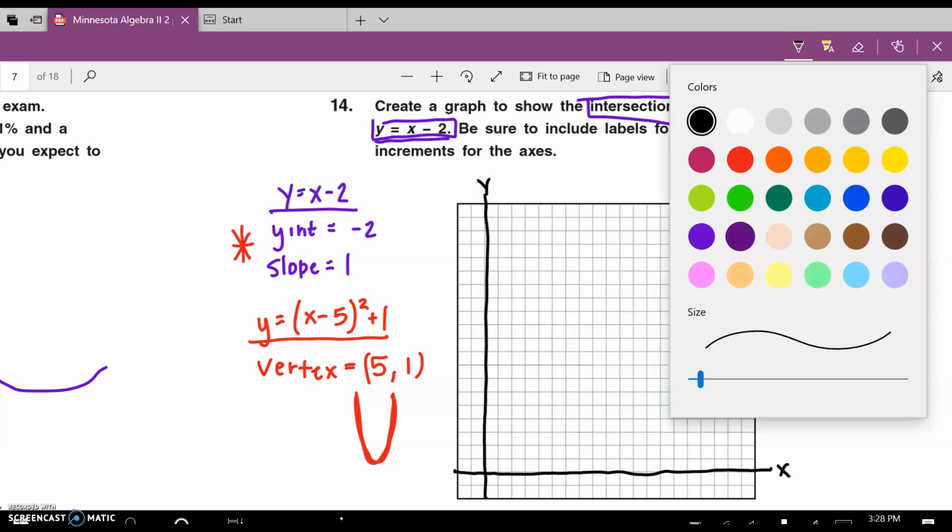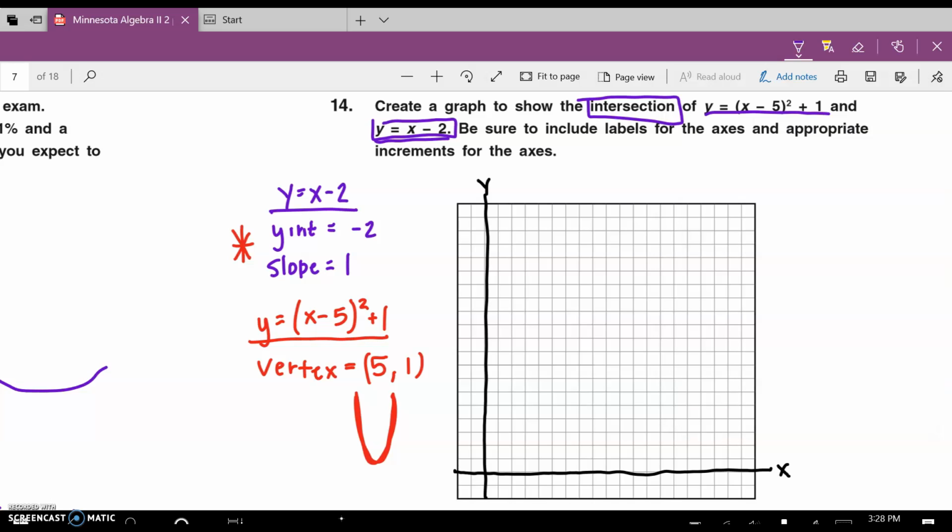And we will do the purple one first. So x minus 2, my y-intercept is negative 2. So 1, 2. My slope is 1, so I'm just going to go up 1 over 1 from there.